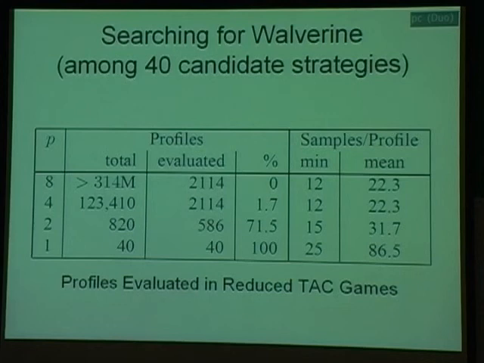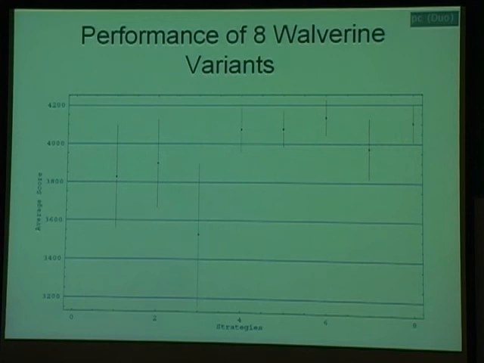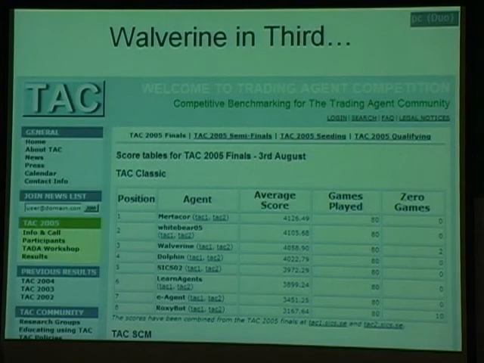Okay, so I'll just gloss over how we use this to come up with our final strategy to actually play in the tournament. But we did the game analysis on these empirically determined payoff matrices, came up with some metrics to rank the various strategies. We actually tried them in the seeding rounds and the qualifying rounds of the tournament to see how they really did against the actual other players. And conclusion, Wolverine officially came in third this year.